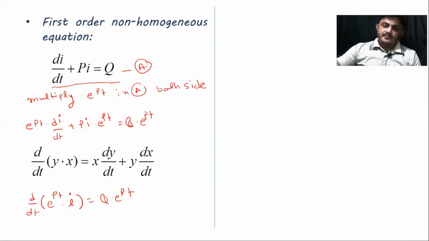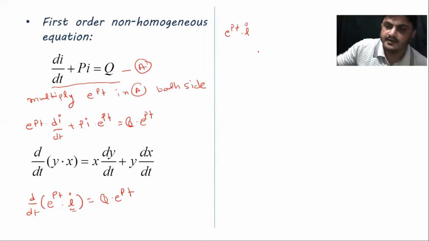Now remember what I have to calculate. I have to calculate this variable I. So to get this variable, I can take the integration on both sides. So what will I get? On the left hand side, differentiation and integration get cancelled, so I will get e raised to pt into I, right? And if I take the integration on the right hand side, that is equal to q into e raised to pt. That's it? No. You require another thing, that is the integration constant.